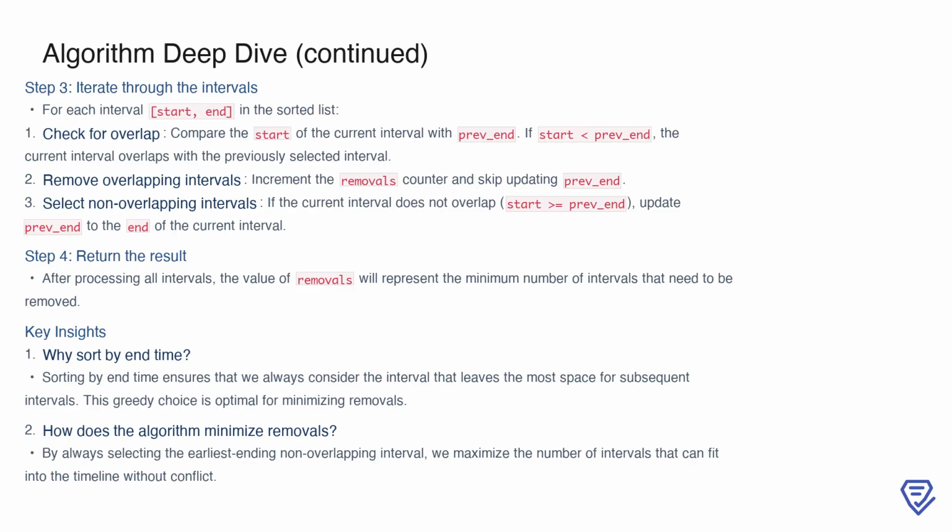The critical insight here is that sorting by end time ensures we always pick the interval that finishes the earliest, which leaves the most room for subsequent non-overlapping intervals. This greedy strategy guarantees that we minimize the number of removals.